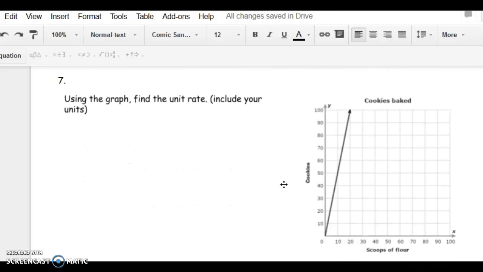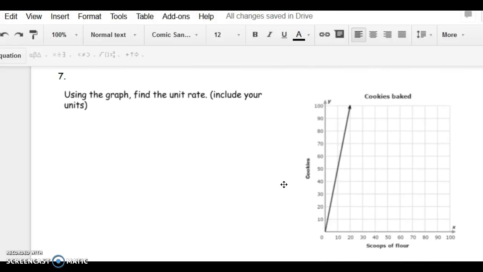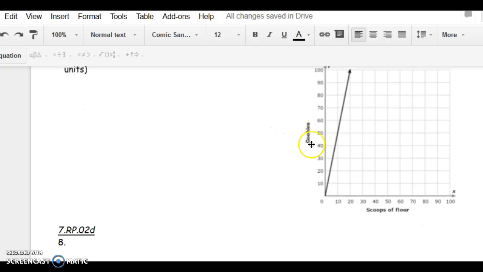Okay. Number 7, the graph. Find the unit rate. So here's my graph. It looks like it goes through this dot right here at 10 and 50. So the unit rate will be 50 over 10. So the unit rate would be 50 divided by 10, which is 5. And that would be 5 cupcakes per scoop of flour.